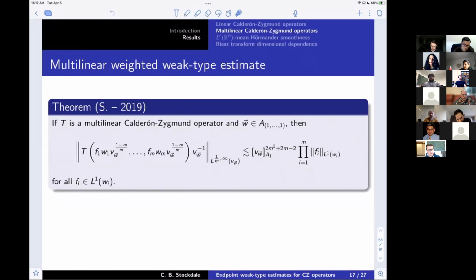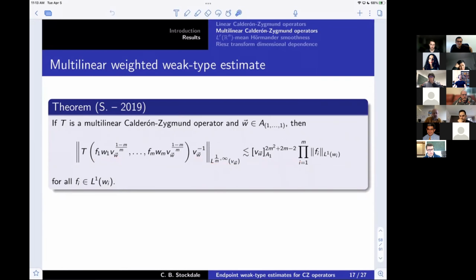Using this, we can prove a multilinear weighted version. So if you take a tuple of functions that are in L^1 with respect to different weights w_i, then your multilinear Calderón-Zygmund operator will send the product of f_1 times these weights, and then, just like with the linear weighted inequality, you have to counter with the reciprocal. It'll send that boundedly into the weighted weak L^{1/m} space, and you can get a quantitative dependence as well.